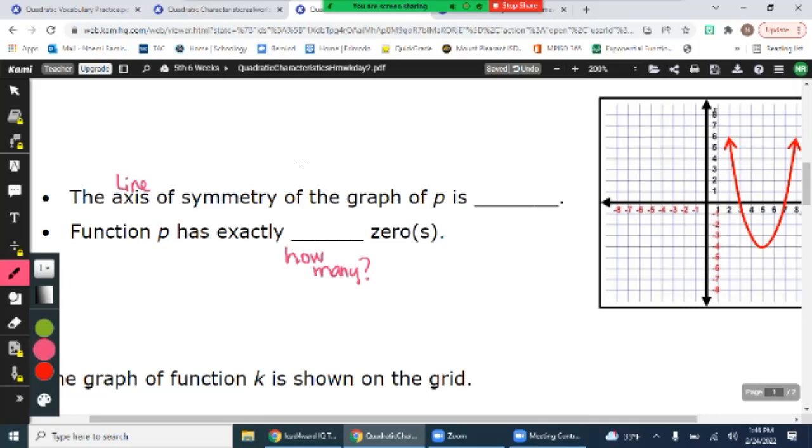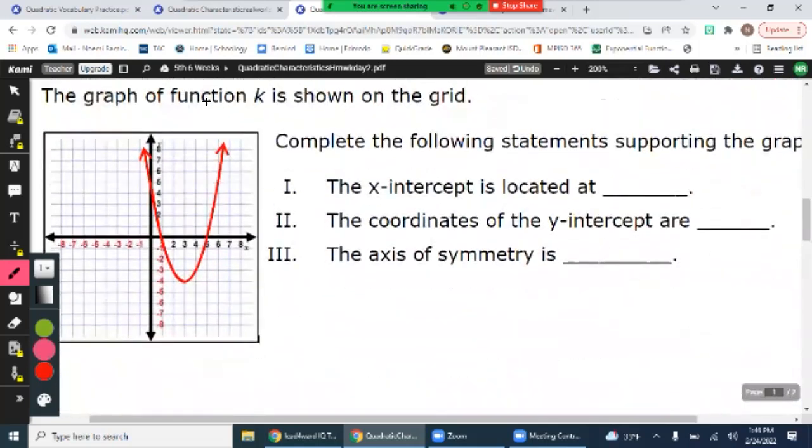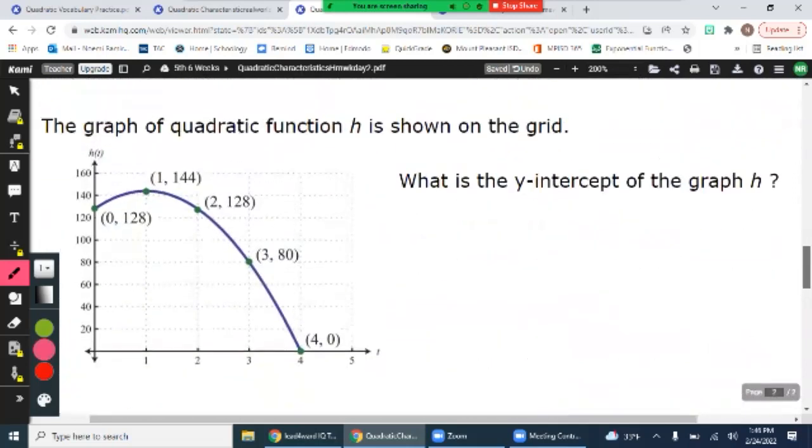How many times does it cross the x-axis? Quantity, okay? Look here. Here they're directly asking for the x-intercepts. It says they're located at. So here they do want the coordinate. And since there's 2 x-intercepts, they want both coordinates. Coordinate's another word for a point, for an x and a y value. Make sure you are reading these questions because my 5th period did not. Y-intercept, coordinate, x and y value.